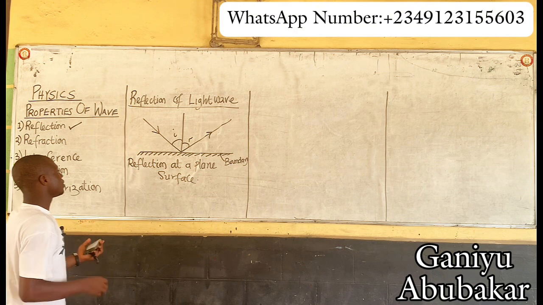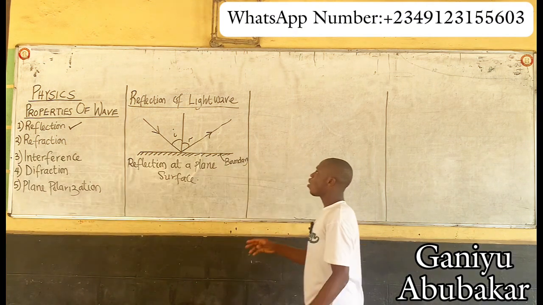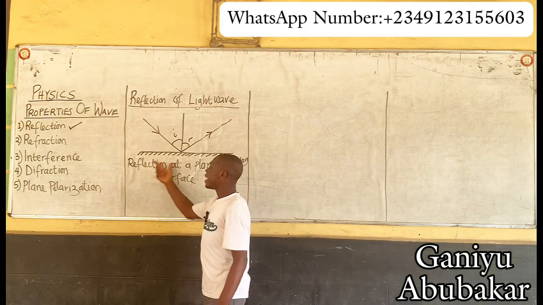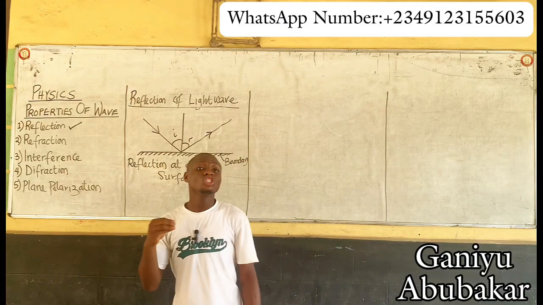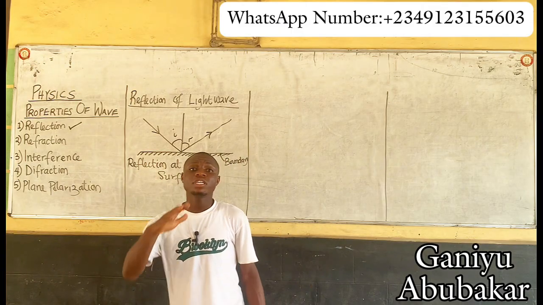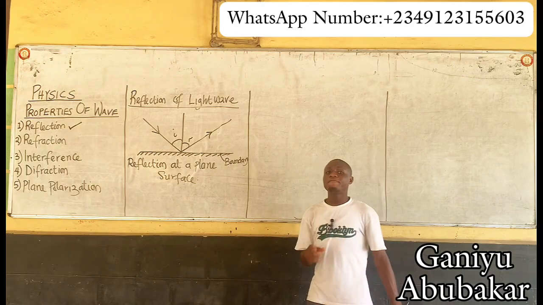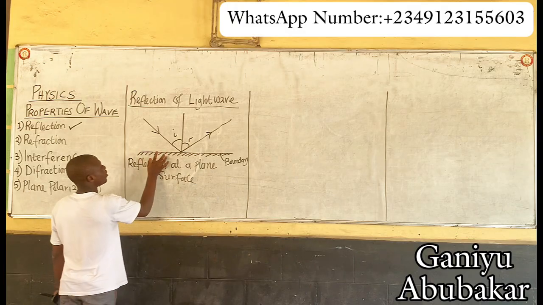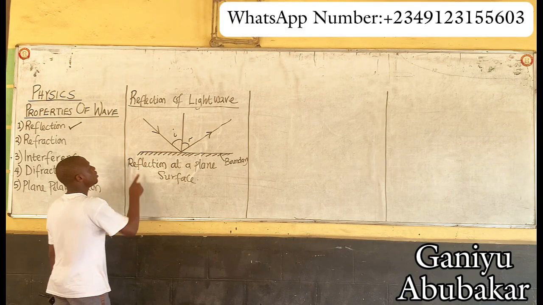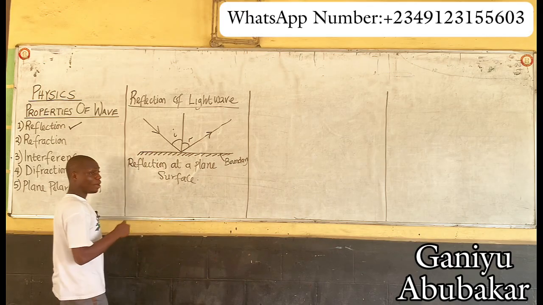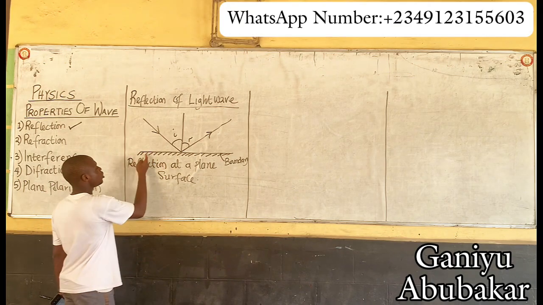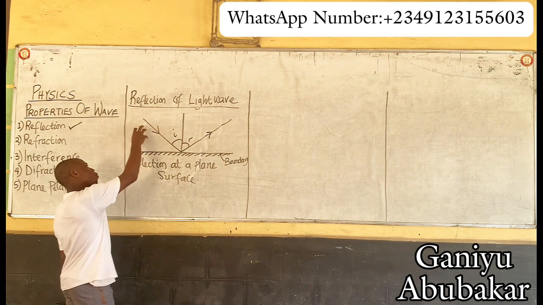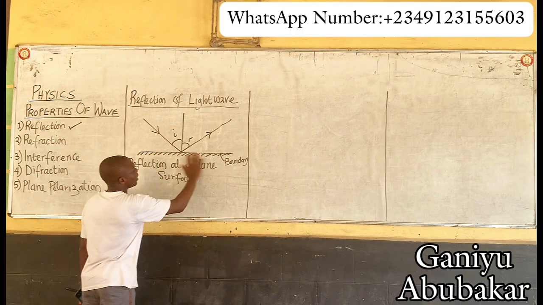Now listen up, please. When it comes to reflection of light waves, there are some things you need to be familiar with in this diagram as we proceed. First, this line here is called a boundary. Now, why this shading here? I'm shading this to differentiate between the two media, the upper medium and the lower medium.